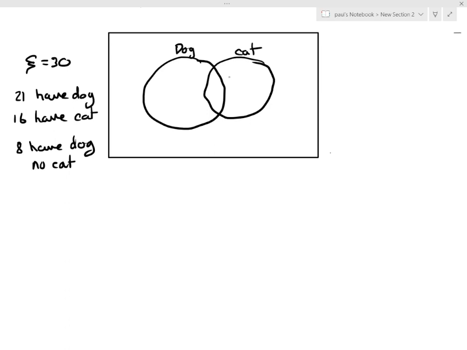So 8 have a dog but no cat, so 8 go in there. How many dogs? 21 dogs. So this middle bit must be 21 minus 8 equals 13. So 13 of the dog owners must also have a cat. Now 16 have a cat altogether, so 16 minus 13 equals 3. So 3 people have cats alone. Now we've got 8, 13, 3, which is 24. So that means 6 people don't have anything.